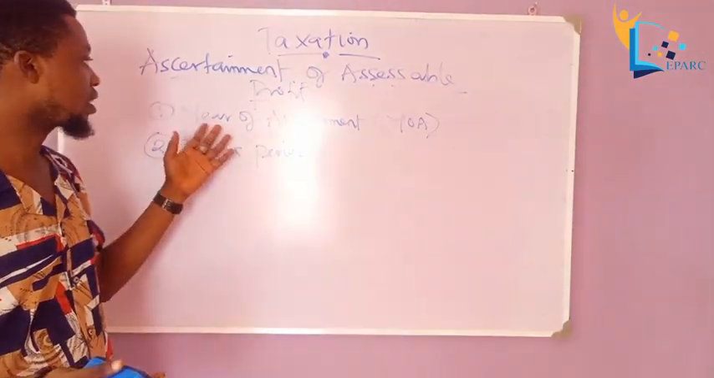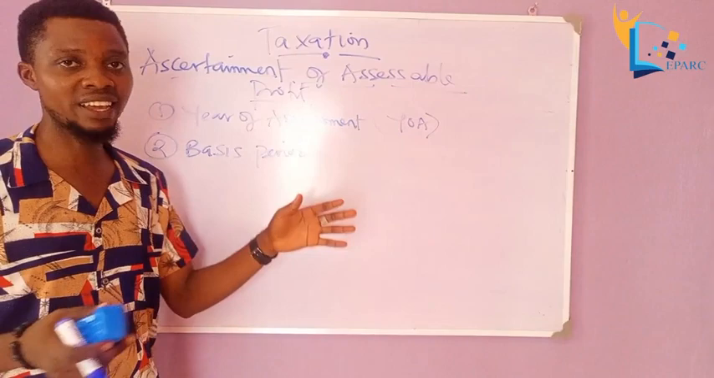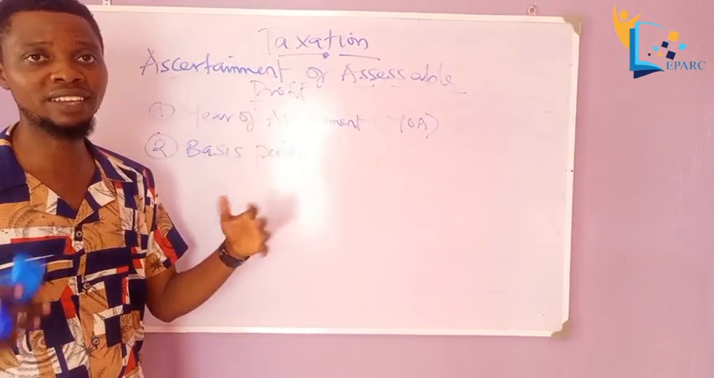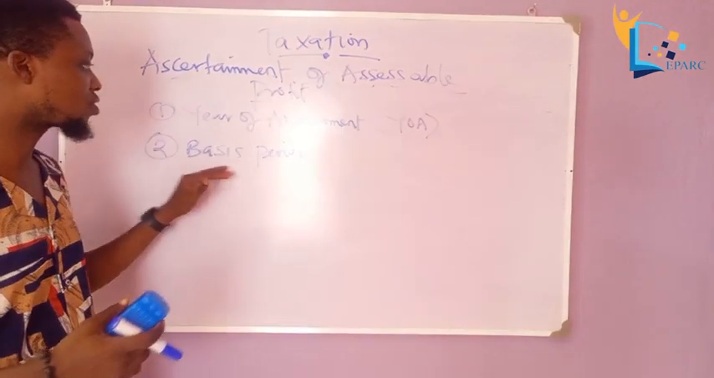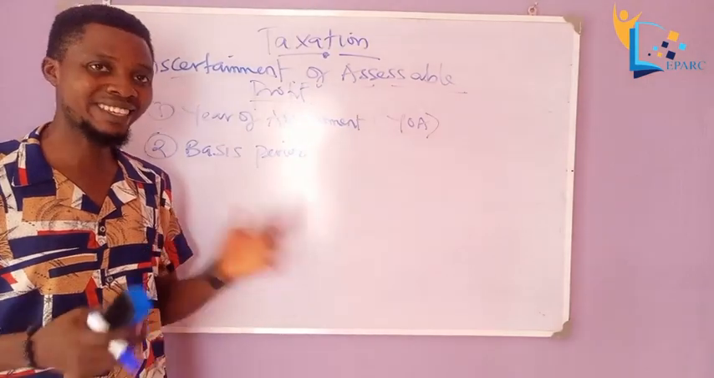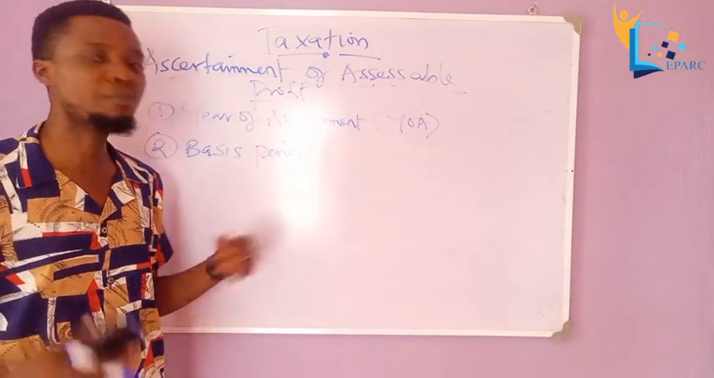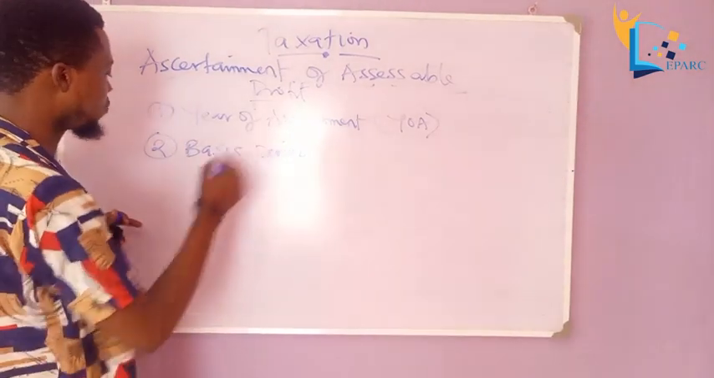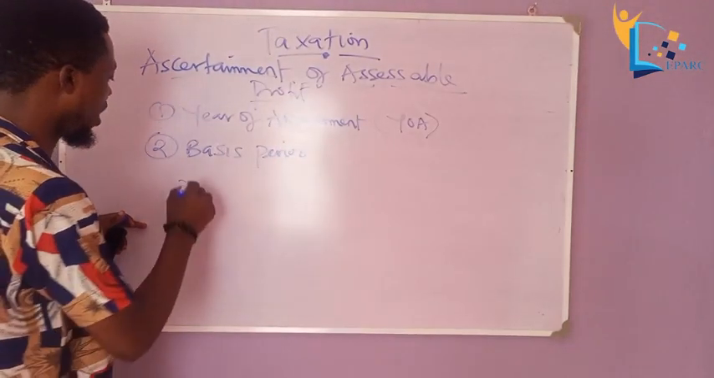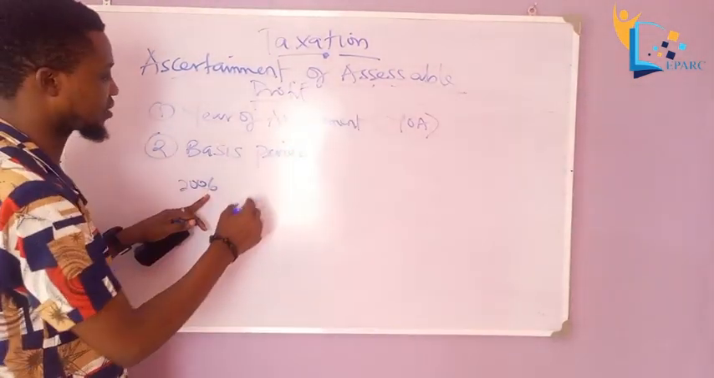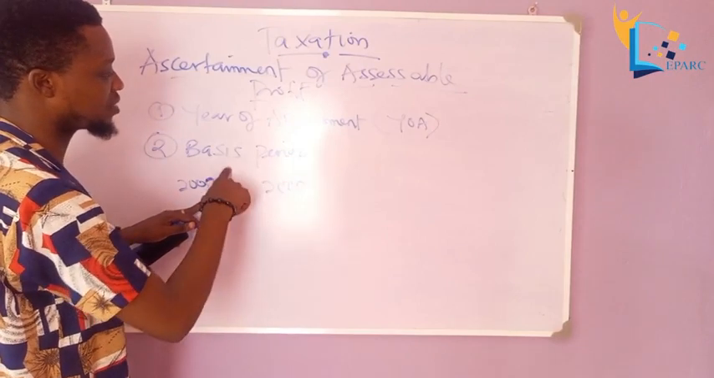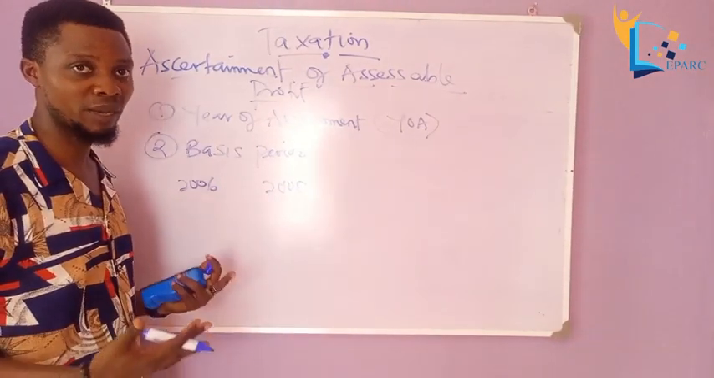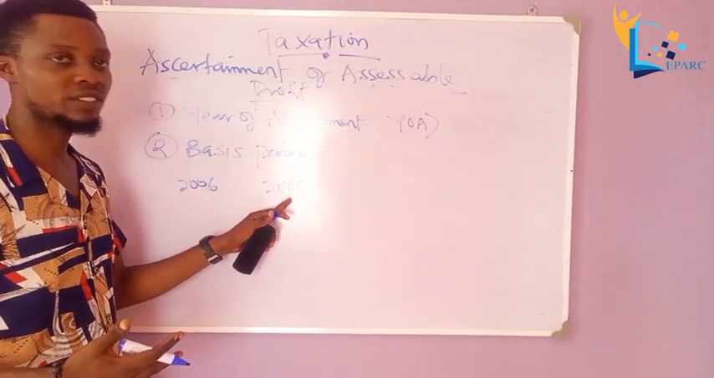Okay? So now when we say year of assessment, this is the year that the taxpayer's income is being assessed. While the basis period is the preceding year, the year before the period the taxpayer's income is being assessed. For example, if we have 2006 as the year of assessment, then 2005 is the basis period.